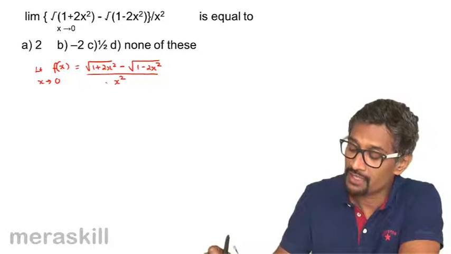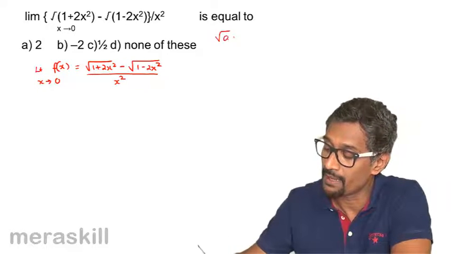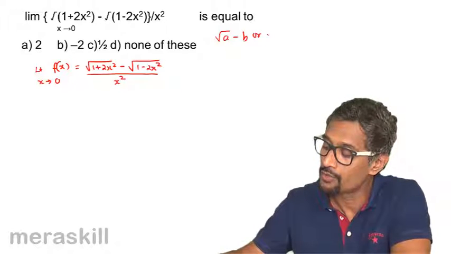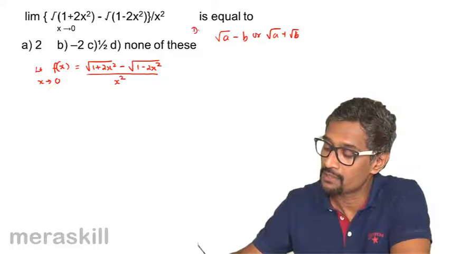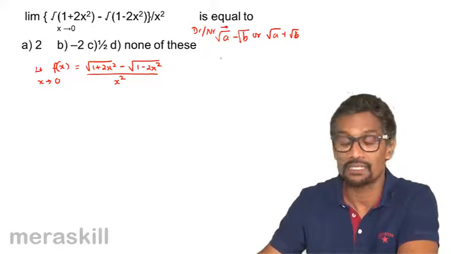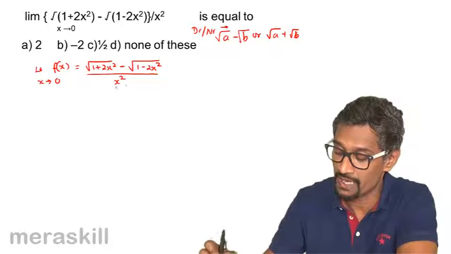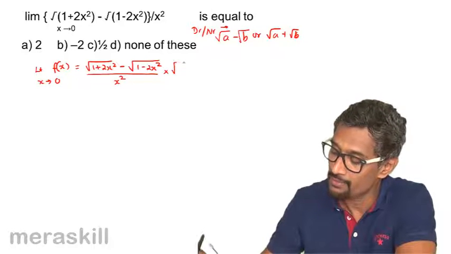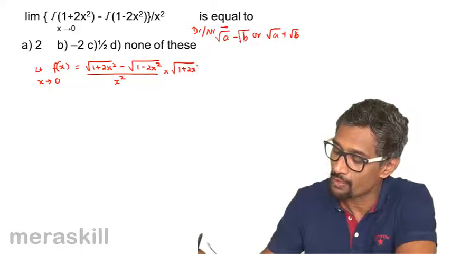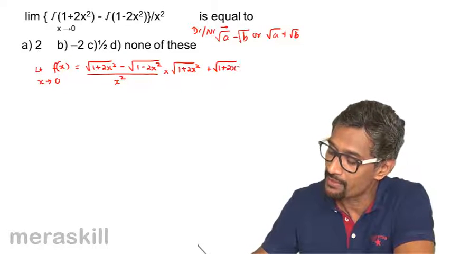Whenever the numerator or denominator is in the form root a minus root b or root a plus root b, we say they are conjugate binomials. In such cases, we multiply by the conjugate. Now, in this case, the conjugate has a plus sign in the middle. So, you multiply by root of (1 plus 2x squared) plus root of (1 minus 2x squared).